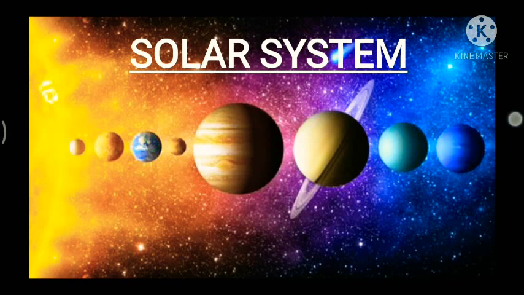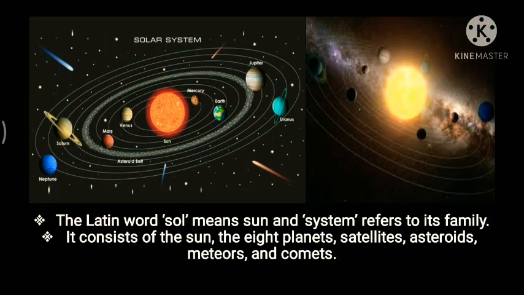So let's see. Now, the Latin word sol means sun, and system refers to its family. So, in other words, the solar system is the family of the sun. And what does it consist of? It consists of, of course, the sun, the head member, along with the 8 planets, satellites, asteroids, meteors, and different comets. Together all of this becomes the family, and it's considered as the solar system. We'll study them in detail one by one.